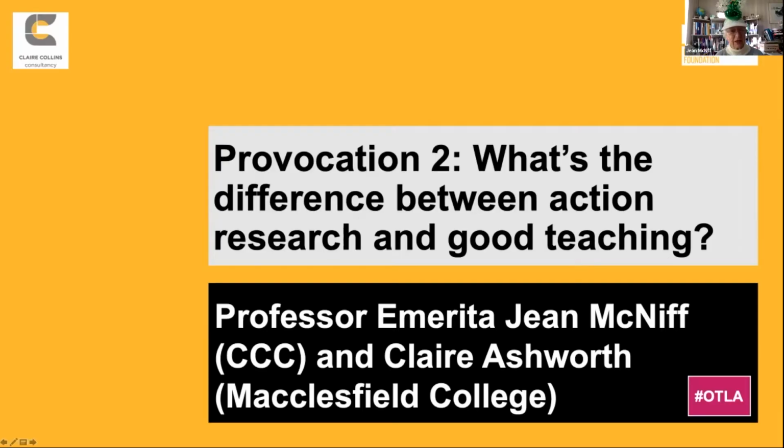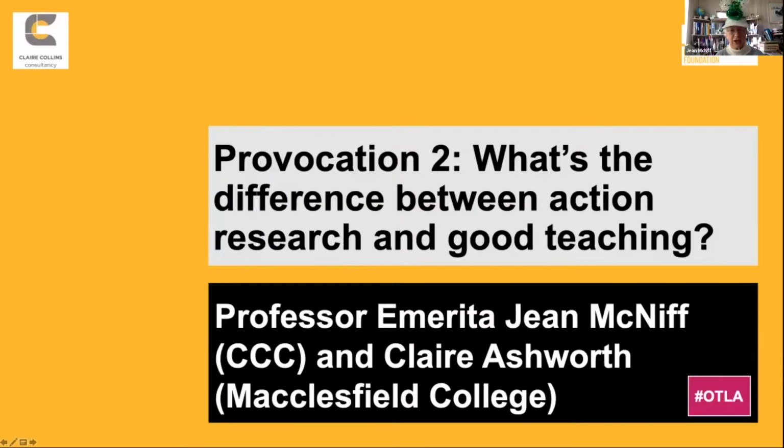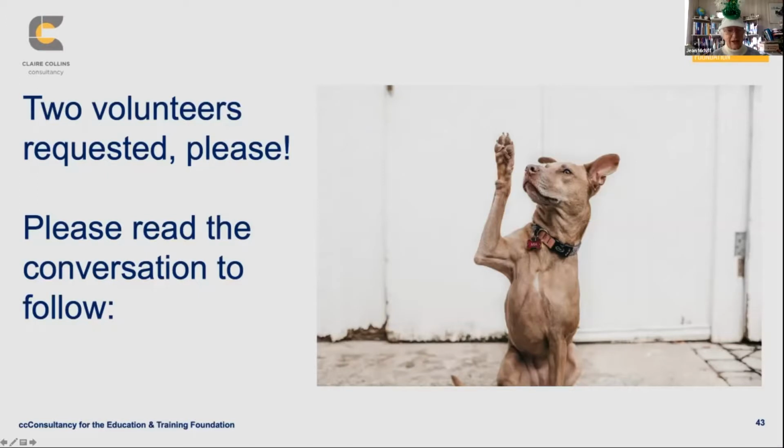Right, let's go with the slides, please, because the topic here, the focus, go back, please. The focus is to look carefully at what's the difference between action research and good teaching. Right. And next slide, please.